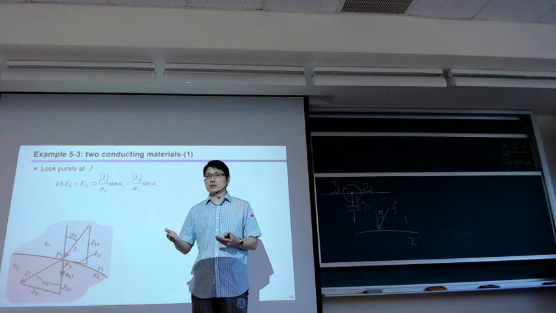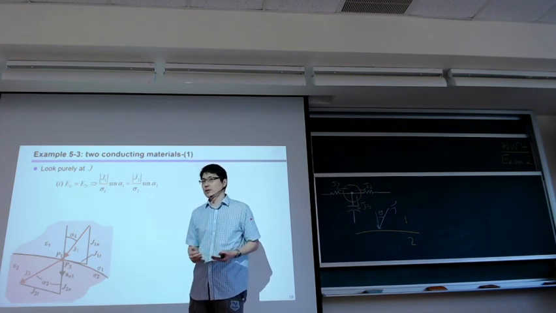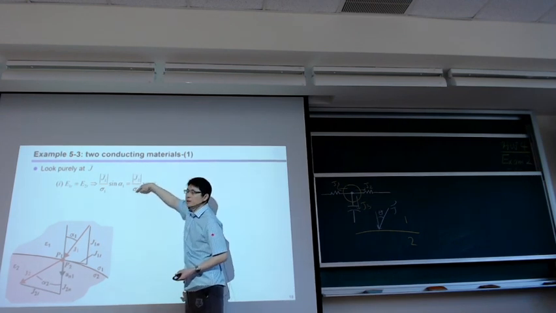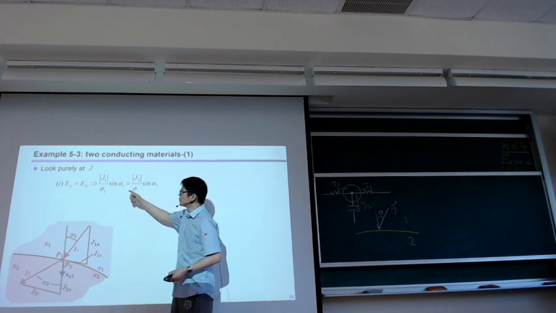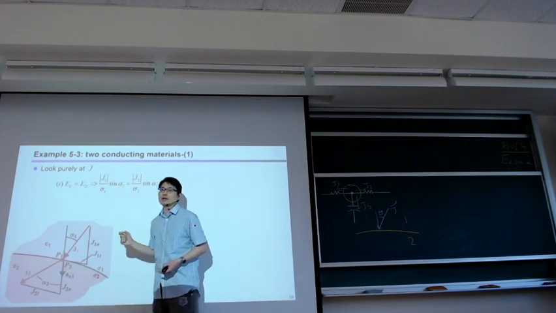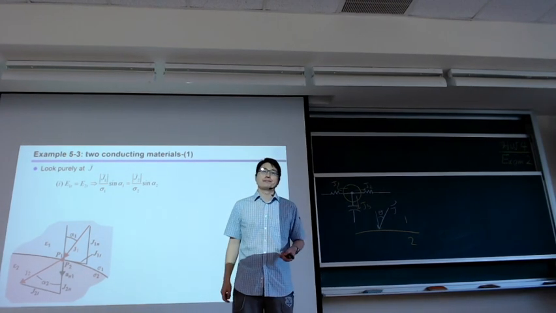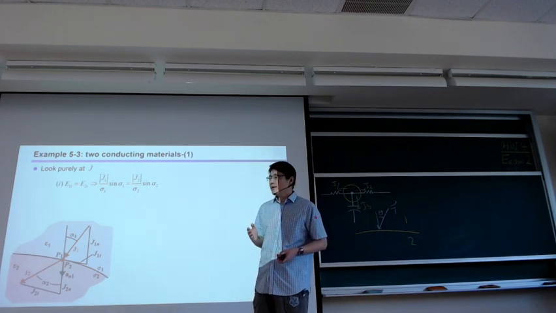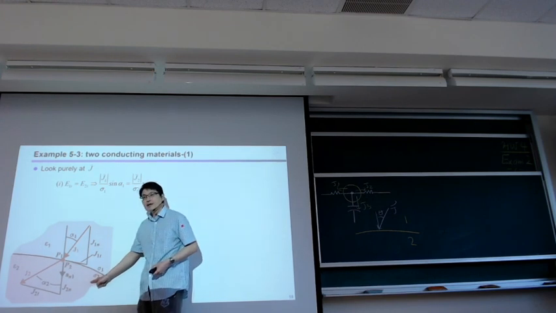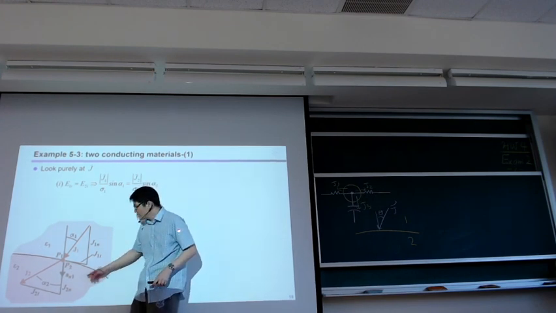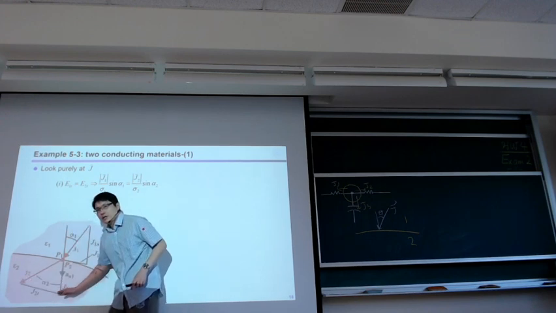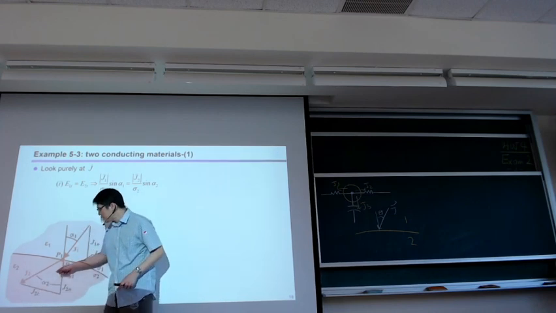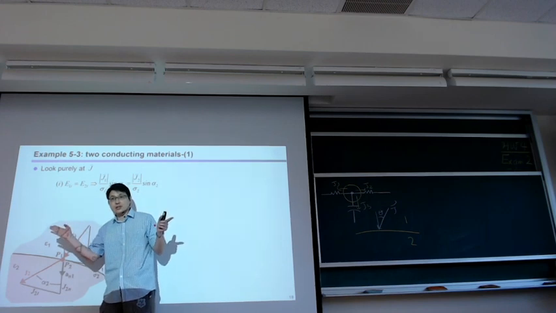It tells you sigma 2 has to be greater than sigma 1, right? Because a longer J2t has to be divided by a larger sigma 2 in order to be equal to a shorter J1t divided by a smaller sigma 1. So you have to understand this: if a material has a larger conductivity, it can produce a larger tangential component in its current density, and thus make the angle larger. Okay?